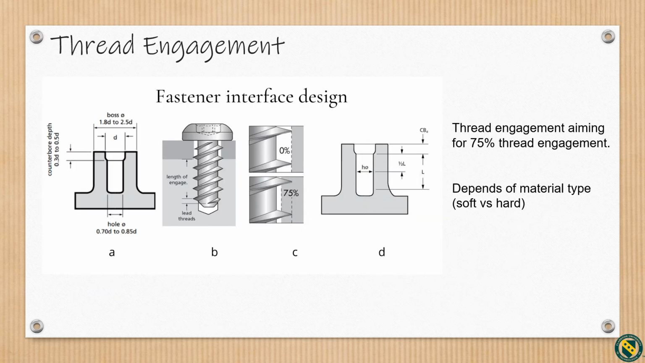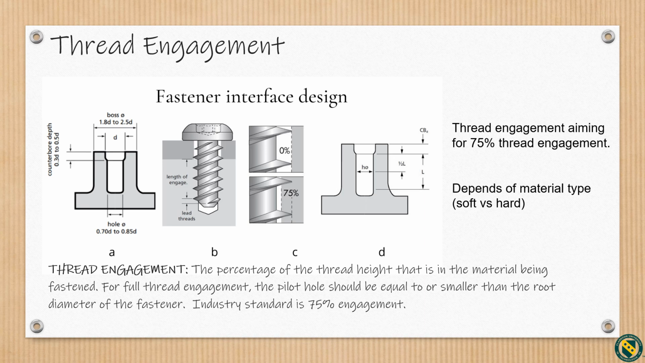It's important to consider thread engagement for self-tapping screws. A pilot hole should be equal to or smaller than the root diameter of the screw. A rule of thumb is 75% engagement, though that depends on material hardness or softness.